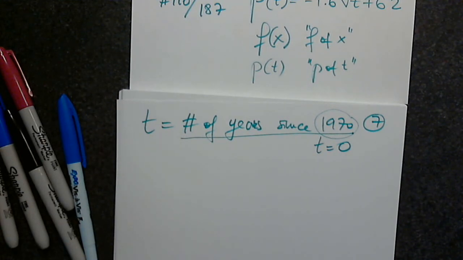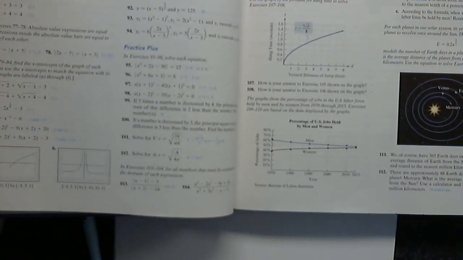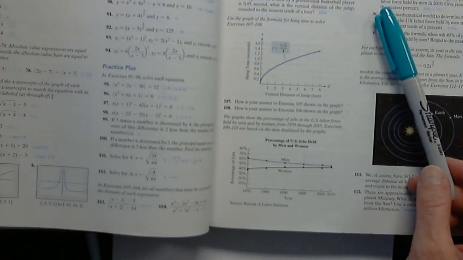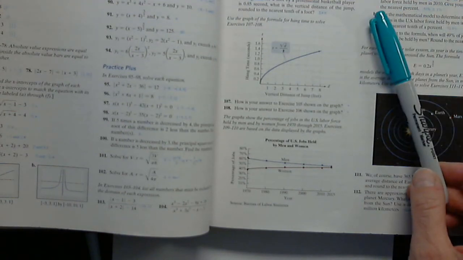We need to establish that when we read the problem. That's a very important step. Use the appropriate graph at the bottom of the previous column. So let's take a look. Here it is. So we have a graph here. It says, use the appropriate graph at the bottom of the previous column to estimate the percentage of jobs in the U.S. labor force held by men in 2010. I see 2010. The blue graph is for men.